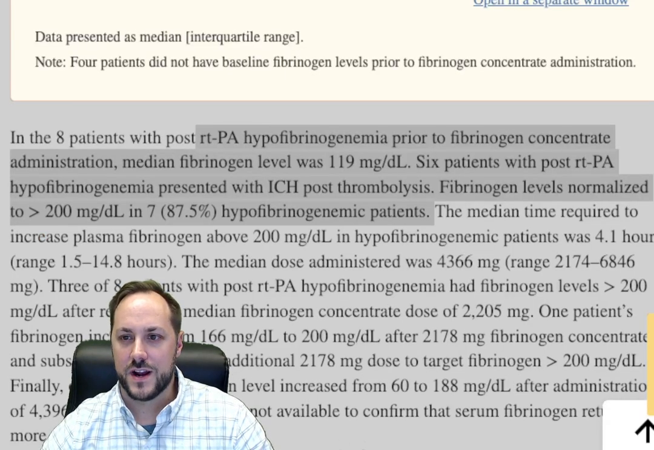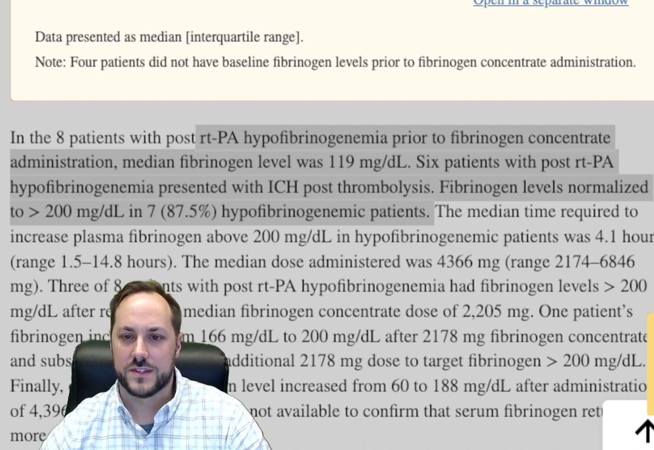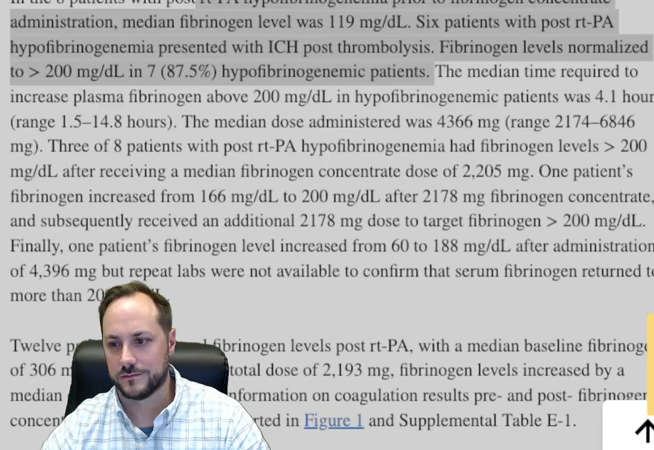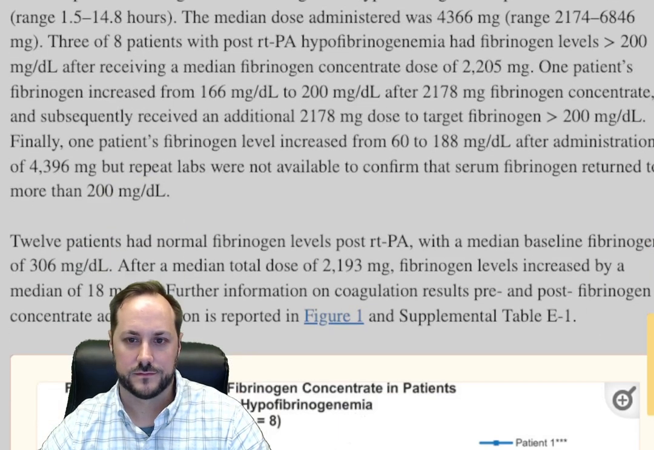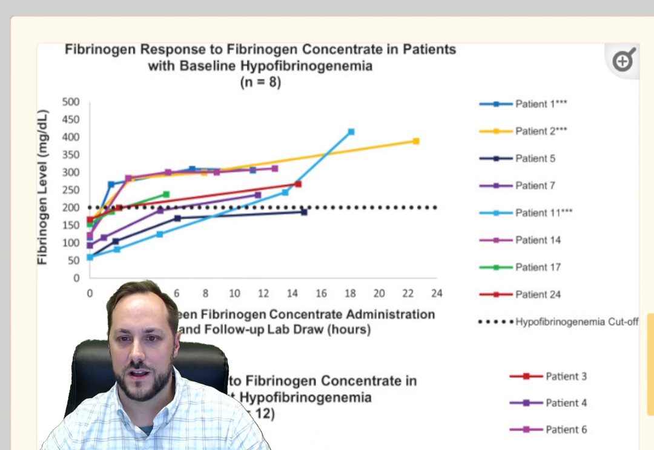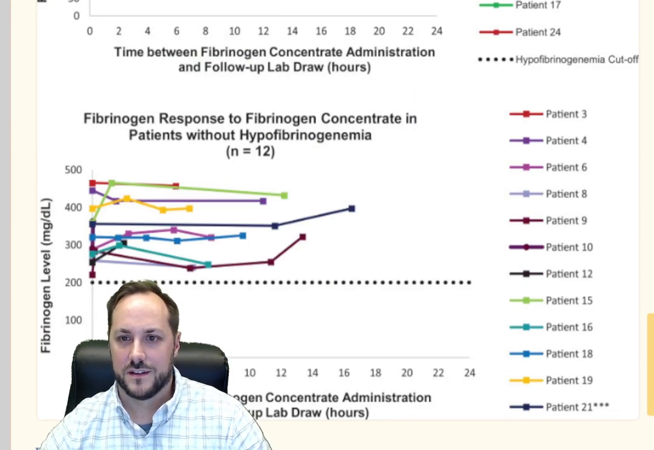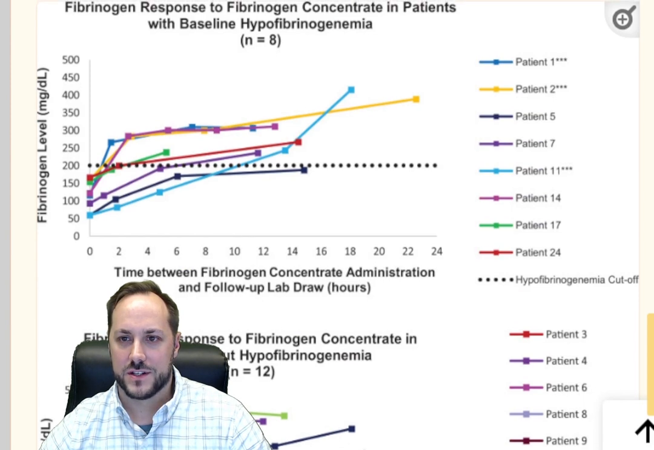In this trial, post-thrombolysis patients had a median fibrinogen level of 119, and then 87.5% of them were able to correct back to normal with an infusion of cryoprecipitate. And you can see they graph their response of receiving fibrinogen in patients that have hypofibrinogenemia.